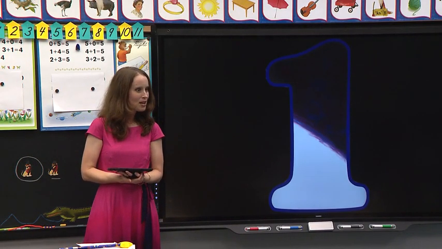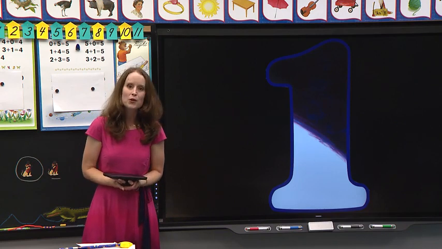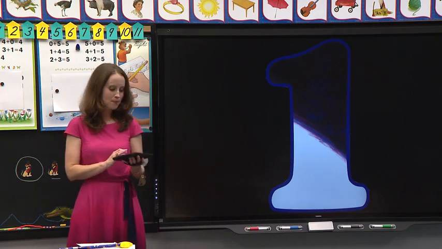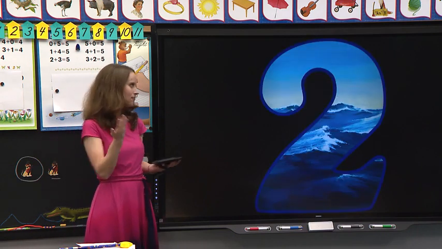Did you notice the number I used? I used the number first. First is an ordinal number, and it is a number of position. On the first day of creation, God made light.